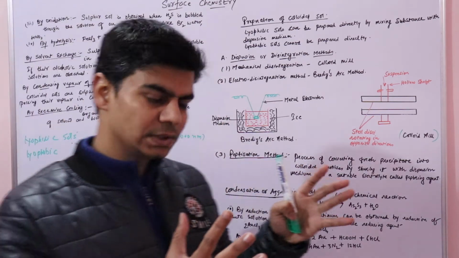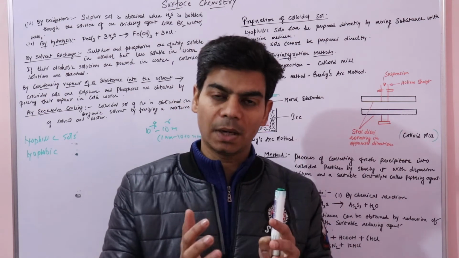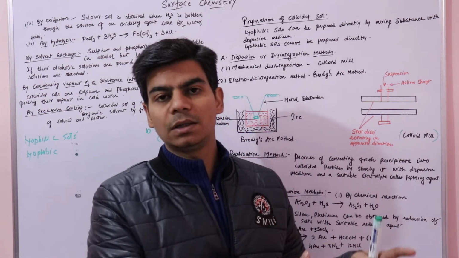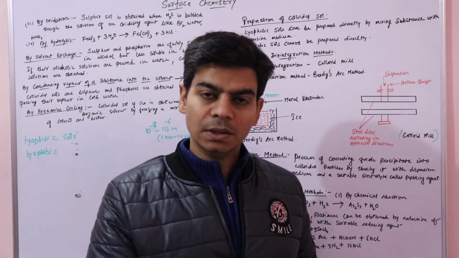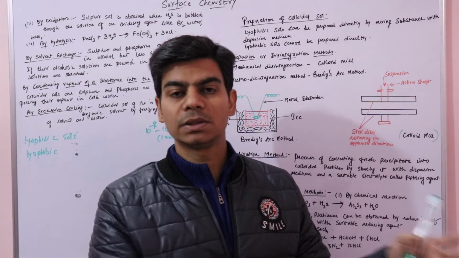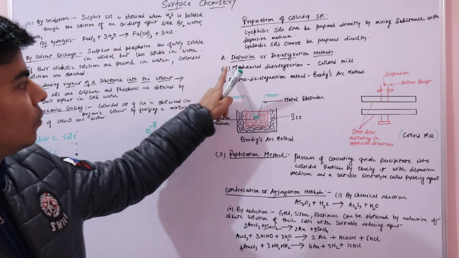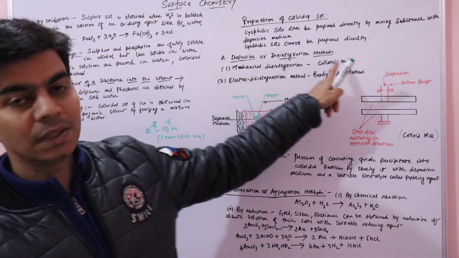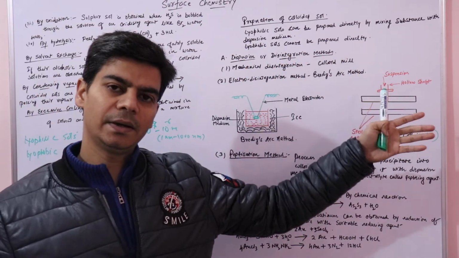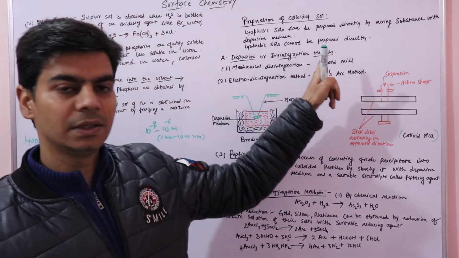If the particle size is bigger, then we have to break or disintegrate those particles into particles of colloidal range, right? So the methods that we will use to break the bigger particles into smaller particles, we call them dispersion or disintegration methods. Since we are disintegrating bigger particles into smaller particles, we call them disintegration methods.